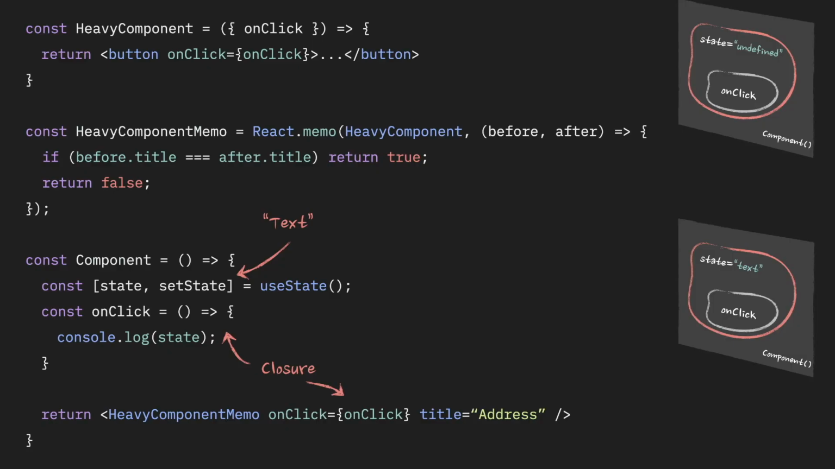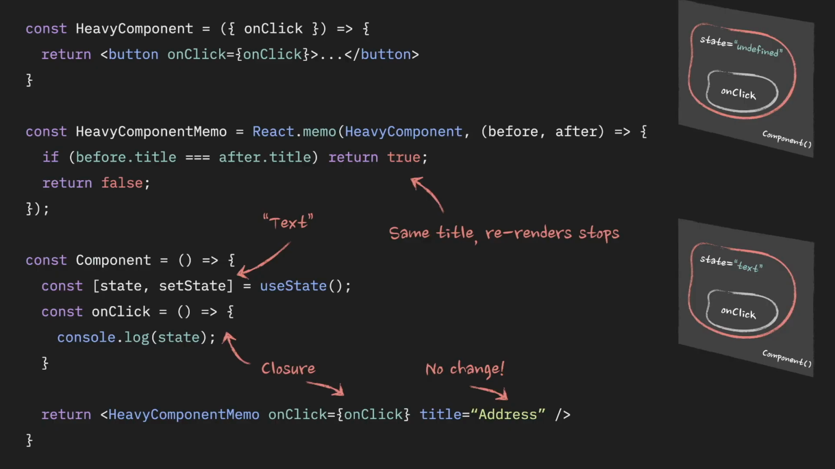But our title on the heavy component hasn't changed. Since this component is wrapped in React.memo, React will start comparing props, or in our case, it will trigger the comparison function instead. And since our title hasn't changed, the function will return true, and heavy component won't re-render, exactly how React.memo is supposed to behave.